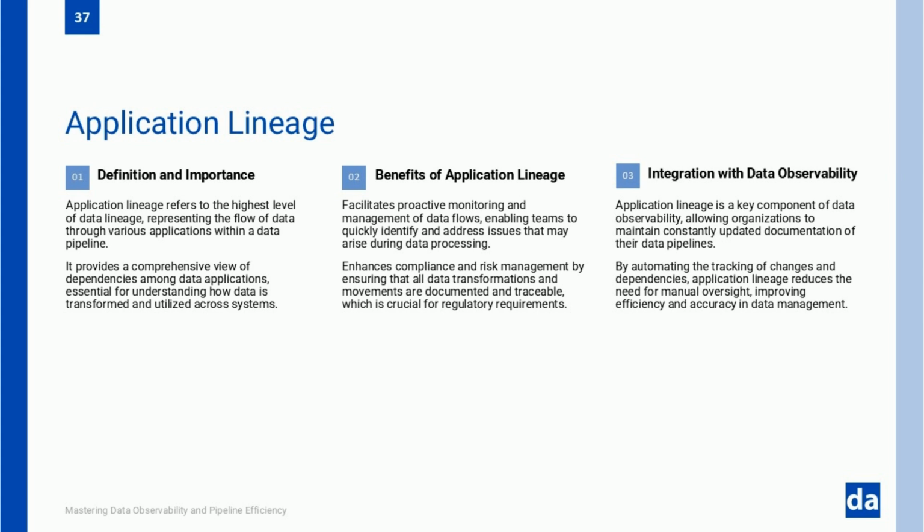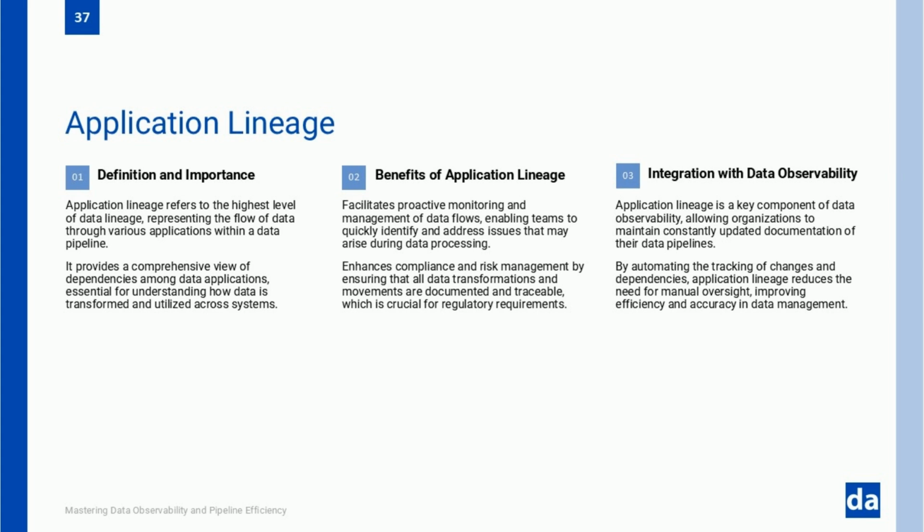I remember working with a logistics company that had applications running in silos. No communication, no clarity. A failed warehouse tracking app once caused delays in their entire supply chain. By implementing application lineage, we connected the dots. Their systems started communicating, risks were predicted, and downtime decreased by over 30%.